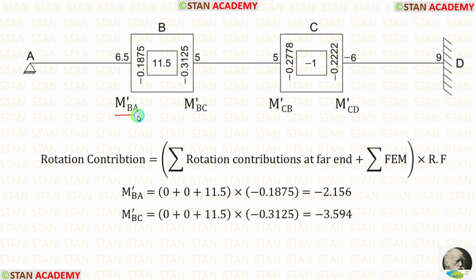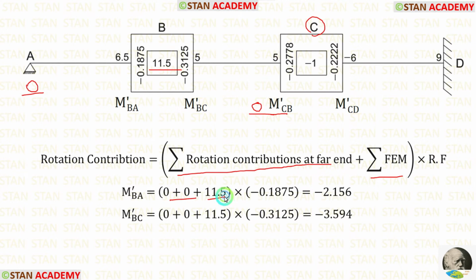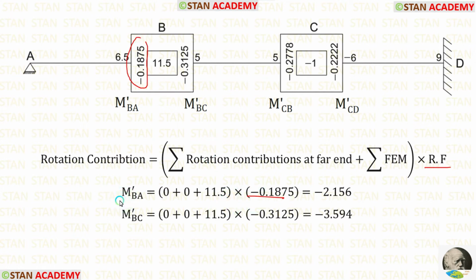Now let us calculate M-BA. M-BA is located in the joint B. For the joint B, the far ends are the point A and the point C. In the point A, the rotation contribution is 0 because we have already released AB and made it 0. In the point C, initially the rotation contribution M-CB will be 0. So for the summation of rotation contributions at far end, we have to add 0 and 0. The summation of fixed end moments is 11.5. The rotation factor for BA is minus 0.1875. Finally, we are getting M-BA is equal to minus 2.156.